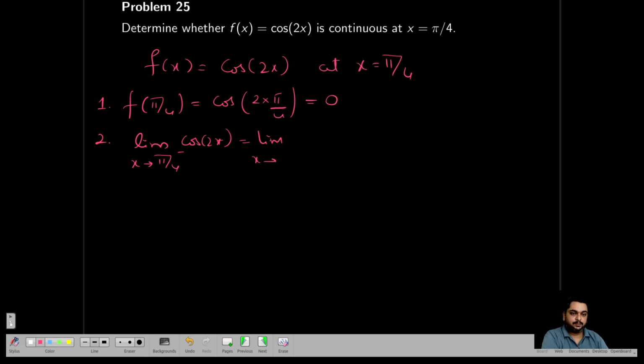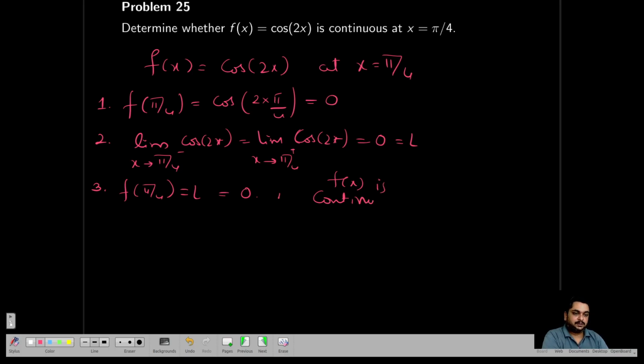Limit of x approaches pi by 4 from the other side of cos of 2x. So it's again equal to 0. This is my L. The third one is f of pi by 4 should be equal to L. They are equal to L, that is equal to 0. Hence, continuous. This function f of x is continuous at x equal to pi by 4. That is the meaning.